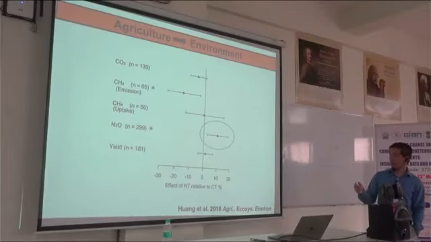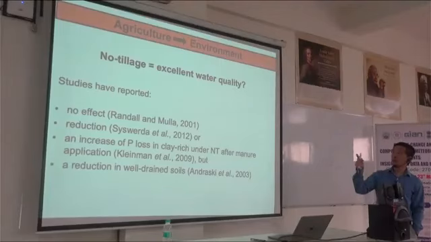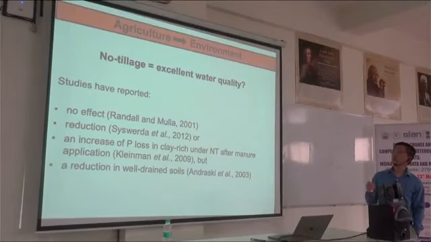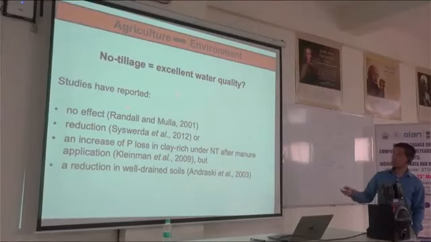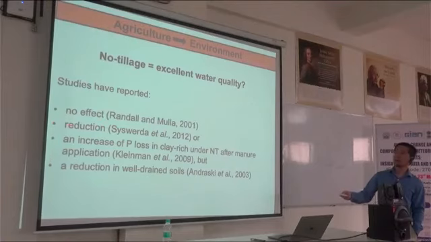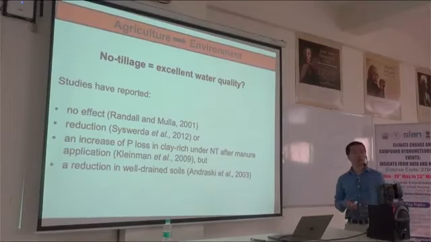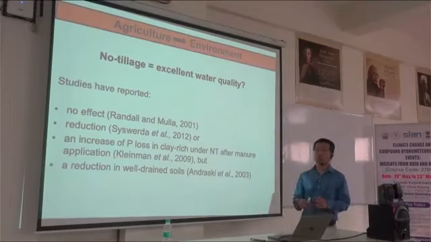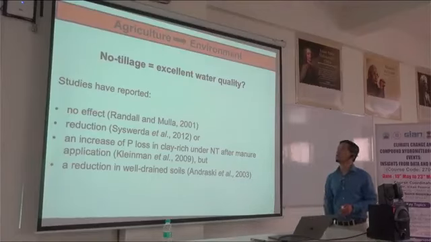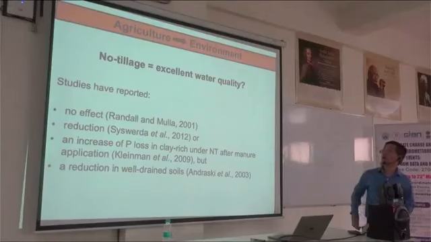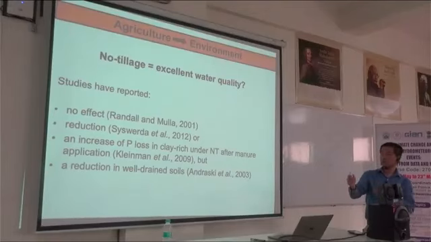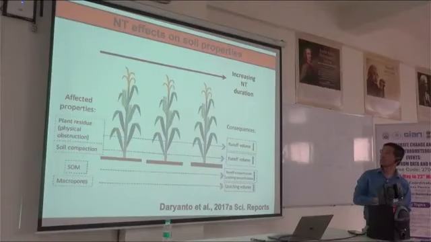But what we don't know is really how no-till will change the water quality, like the nitrate leaching and other nutrient leaching. So in the literature, the results are kind of mixed. Some found no impact, some found reduction, some found increase, right? So that's why we want to look at this from a meta-analysis point of view, to look at what the consensus is, what the overall conclusion is for this.